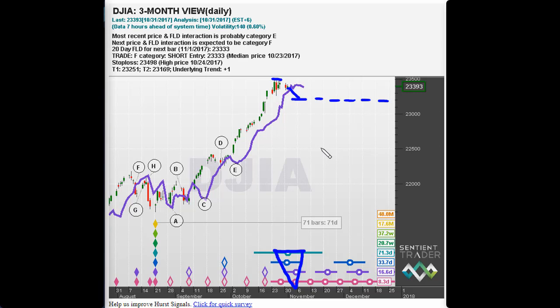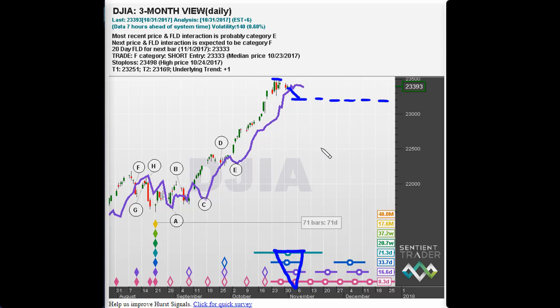Is that the kind of trade you really want to be getting into? Well, perhaps it is if you're trading very short term, but in terms of trading the strategy presented in the Hurst signal system, no, it's not really. We're looking for a longer duration and more profitable, bigger move.